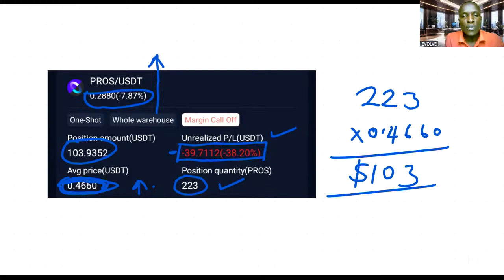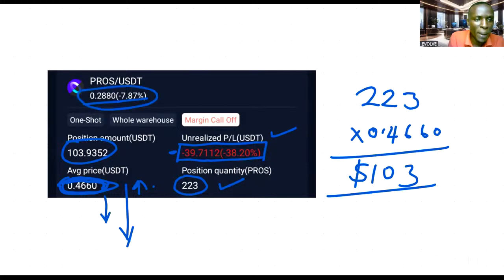So if the negative is big, it simply means the current market price has gone down so low from your average price, meaning your average price is higher than the current market price. When the negative is small, it means the market price has not gone so low from your average price, because the moment you enter the market and open a position, that position will determine it.